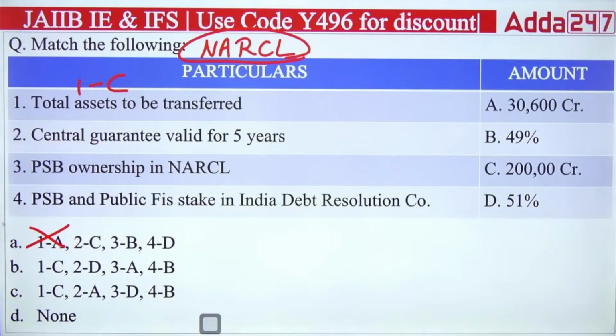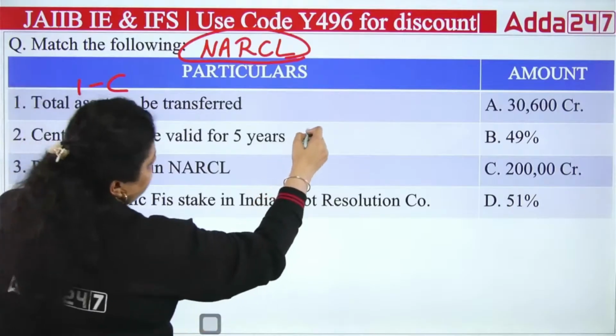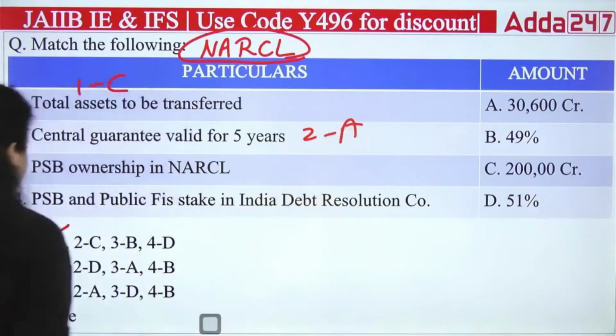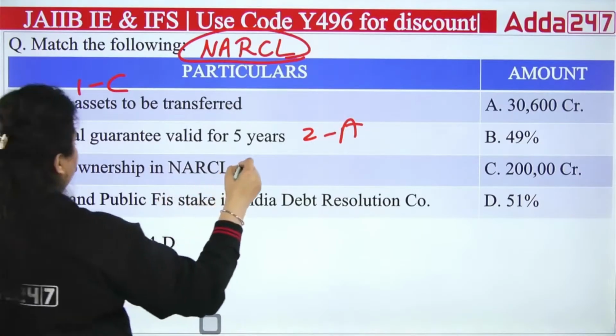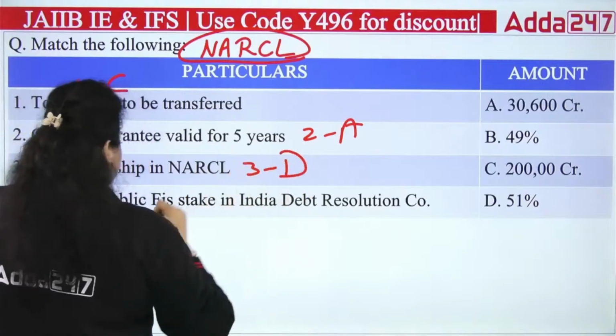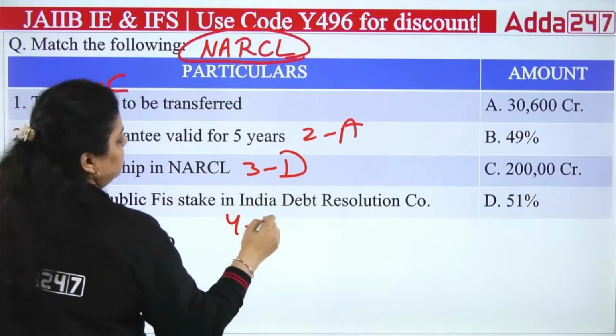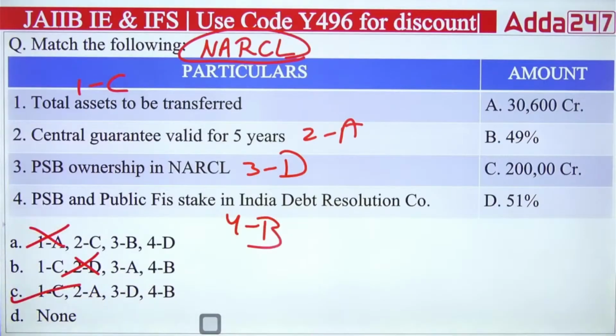Central guarantee valid for 5 years. How much amount guarantee the government is giving here? For the 30,600 crore. So the second is your A. And you can eliminate the B option. Okay. Public sector bank ownership in NARCL will be your 51%. So third is your D. And the remaining fourth will be your B. And the very good, right answer will be C option.